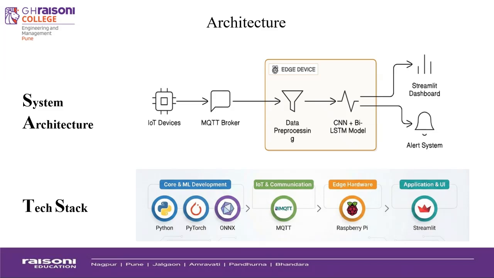Once the features are extracted, they are sent to a Mosquitto MQTT broker, which acts as a central communication hub. MQTT is ideal for IoT environments because it is extremely lightweight, fast, and designed to handle continuous real-time message flow even on low-power networks. The edge device, typically a Raspberry Pi or an IoT gateway, subscribes to the MQTT topic and continuously receives incoming features.